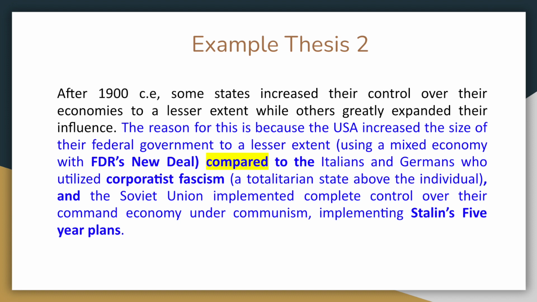So you can't say to a lesser extent unless you say compared to these other states that just had totalitarian control, right? So compared to the Italians and Germans who utilized corporatist fascism, the totalitarian state, the Soviet Union implemented complete control over the command economy under communism using Stalin's 5-year plan. Questions? Many of you had this argument. Some of you had the first argument. These two arguments are valid.